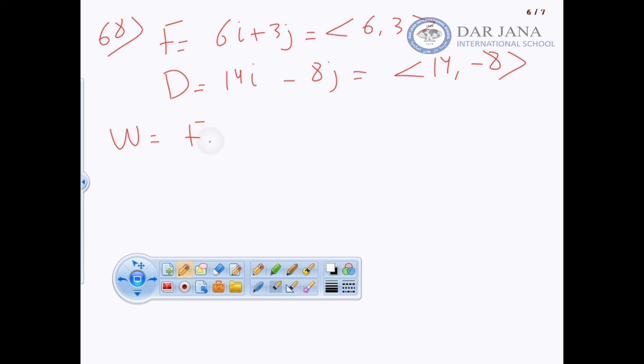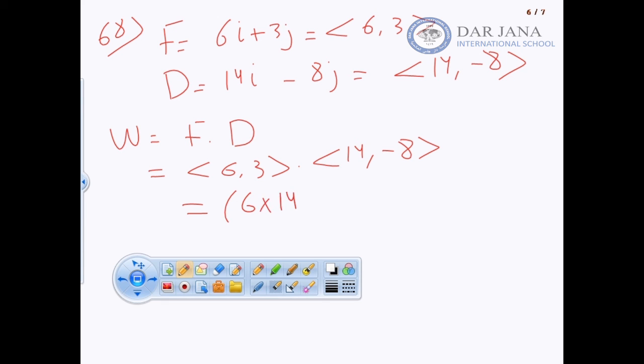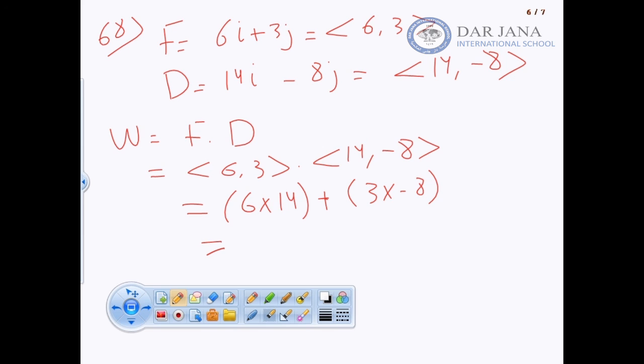So directly I use this formula, F dot D, using the dot product. 6 times 14 plus 3 times negative 8. 84 plus negative 24, which is 60 newton meters.